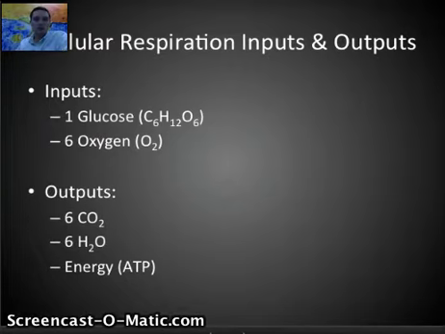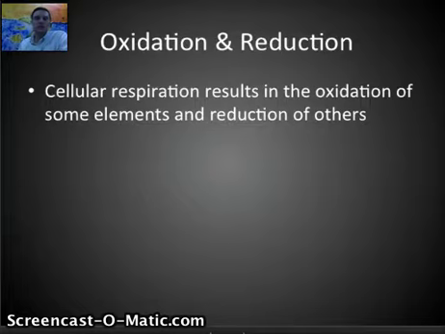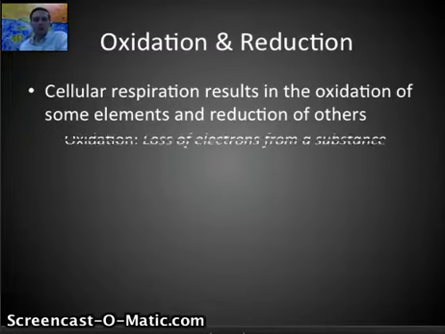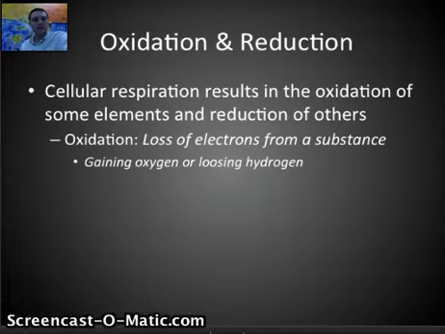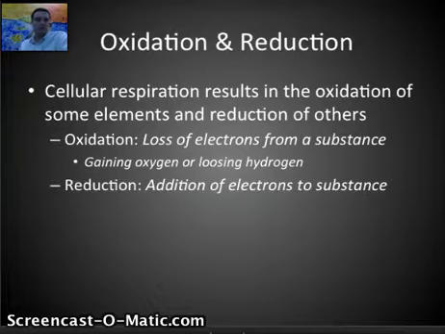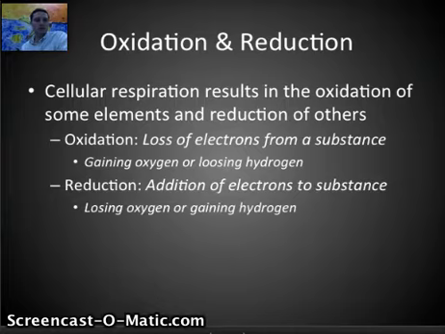Now, during this process, we're going to see different molecules gain and lose electrons. There's a specific description of how this occurs, and that's oxidation and reduction. During cellular respiration, the process results in the oxidation of some elements and the reduction of others. Maybe you remember this from chemistry, hopefully. Oxidation refers to the loss of electrons from a substance, and this can occur by either gaining oxygen or losing hydrogen. The opposite of that is reduction. If a molecule is reduced, it has the addition of electrons to a substance, and so this could be losing oxygen or gaining hydrogen. Either of those could be occurring.